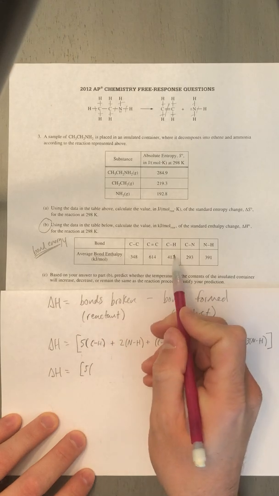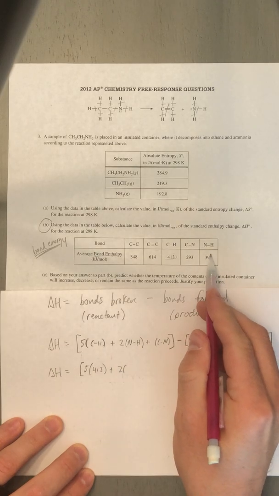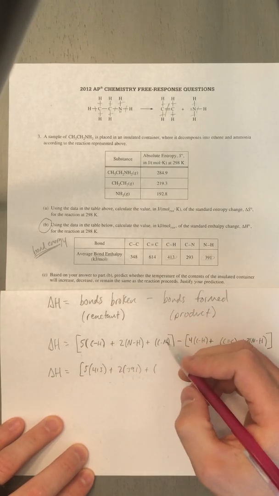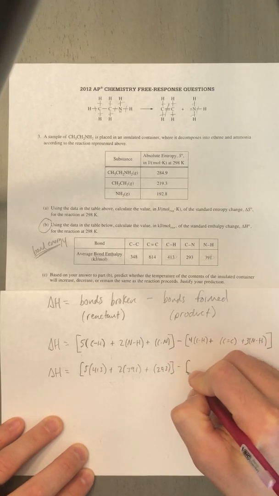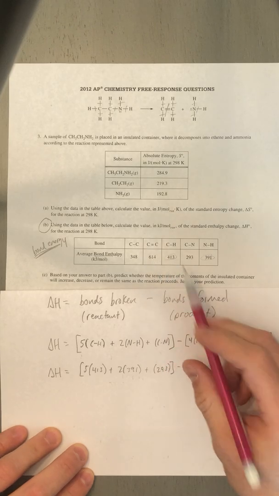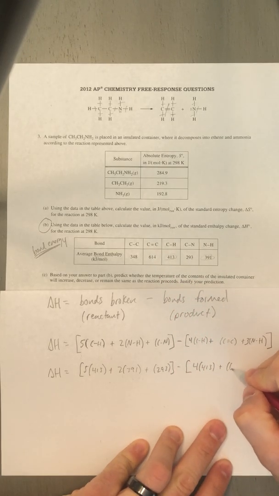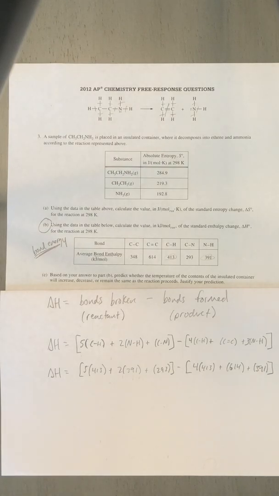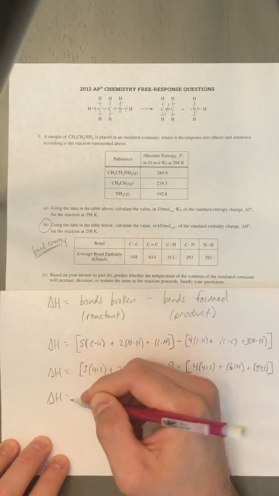5 times the carbon-hydrogen single bond, so that would be 413, plus 2 times nitrogen-hydrogen, which is 391, plus only 1 carbon-nitrogen, which is 293, minus 4, so carbon-hydrogen is 413, carbon-carbon double bond is 614, and nitrogen-hydrogen single bond is 391. And so now that we have those numbers, all we have to do is plug this into the calculator, and we can then solve for what delta H is.